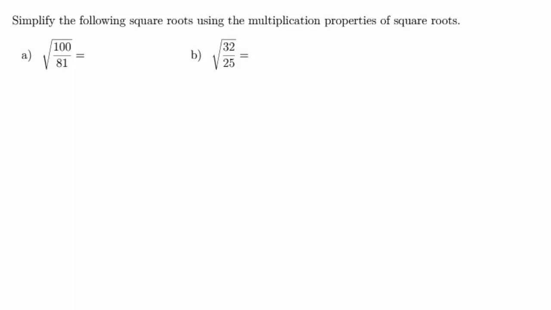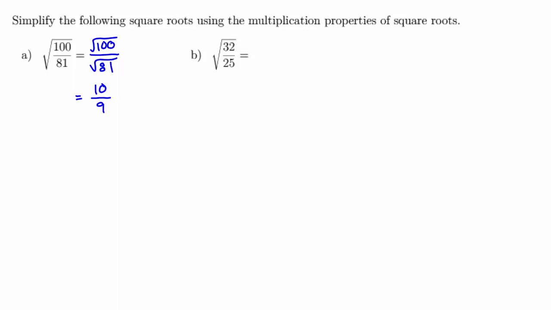In this first example, we have the square root of the fraction 100 divided by 81. So our first step will be to turn that into the square root of 100 divided by the square root of 81. And since both 100 and 81 are perfect squares, this will simplify down very directly. So the square root of 100 becomes 10, and the square root of 81 is 9. So we have 10 in the numerator and 9 in the denominator, making that fraction 10/9.